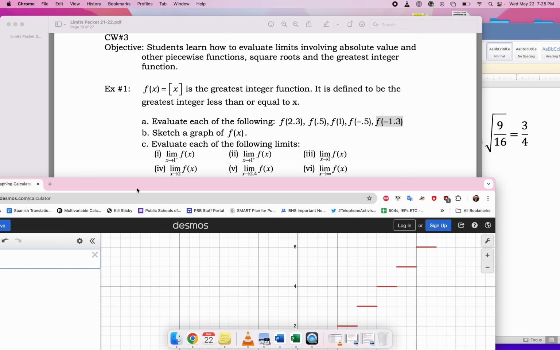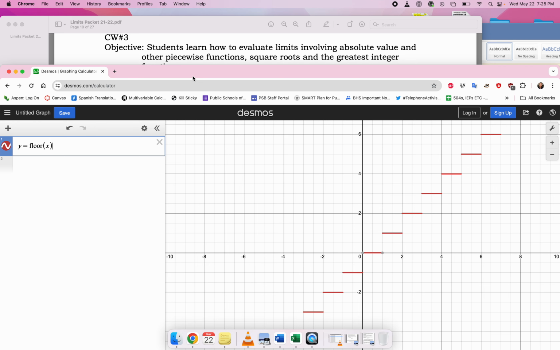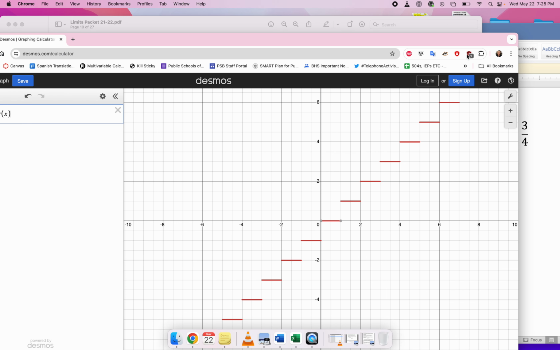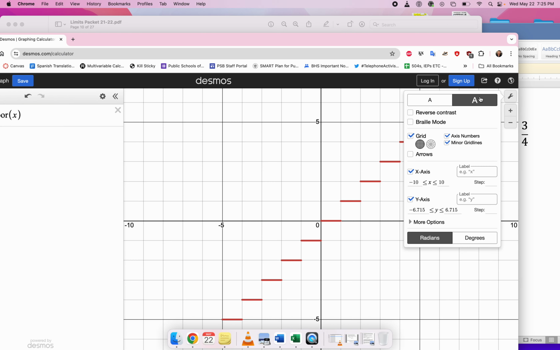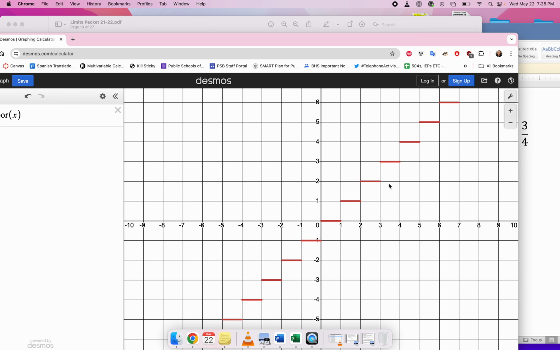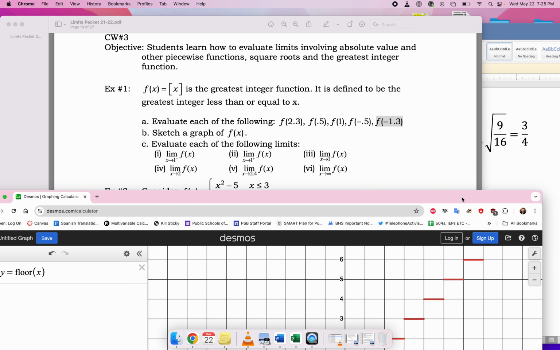Here's the answer. In Desmos, you can graph the round down function by just typing floor of x. Here it is. So let me adjust this window here. There we go. So you can see that if you're below 1, you get rounded down to 0. If you're between 1 and 2, then you get rounded down to 1, and so on. So that's what this guy looks like.